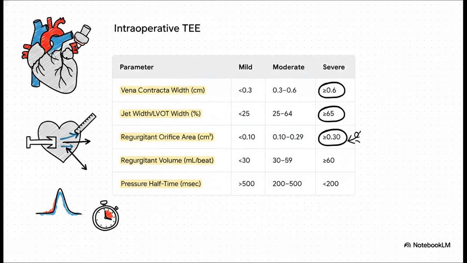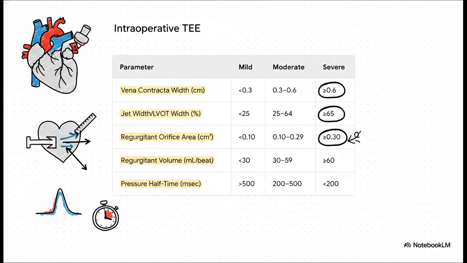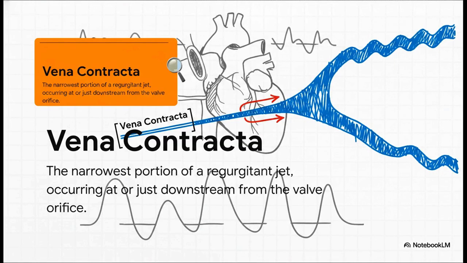And while there are a lot of metrics here, I want you to really focus on two of the most practical and reliable ones we use in the OR. First is the vena contracta width. A width of 0.6 centimeters or more is a really strong sign of severe AR. The second key parameter is the pressure half-time, which we get from Doppler. A really fast drop in pressure, giving you a half-time of less than 200 milliseconds, also tells you the regurgitation is severe.